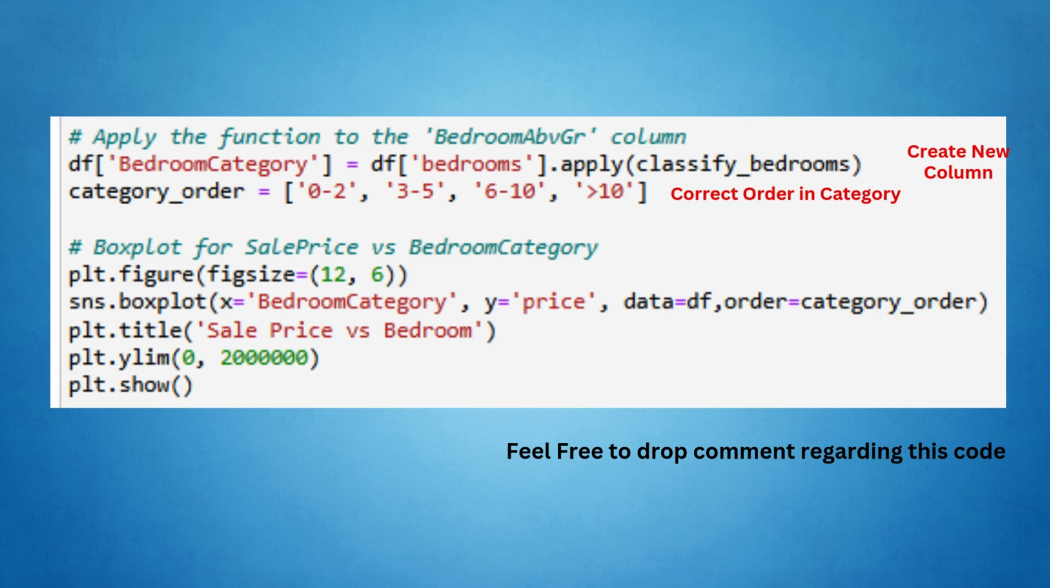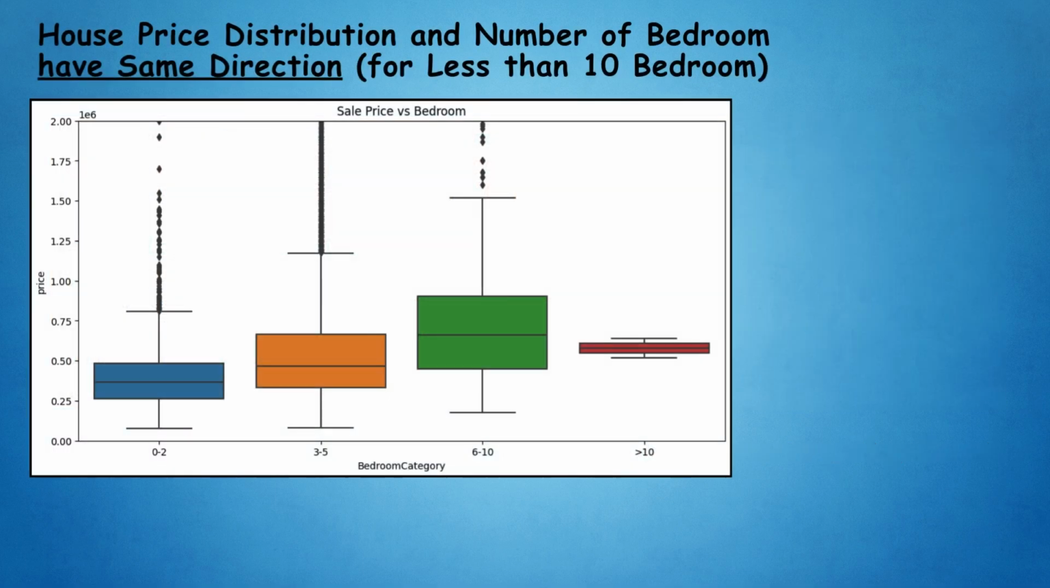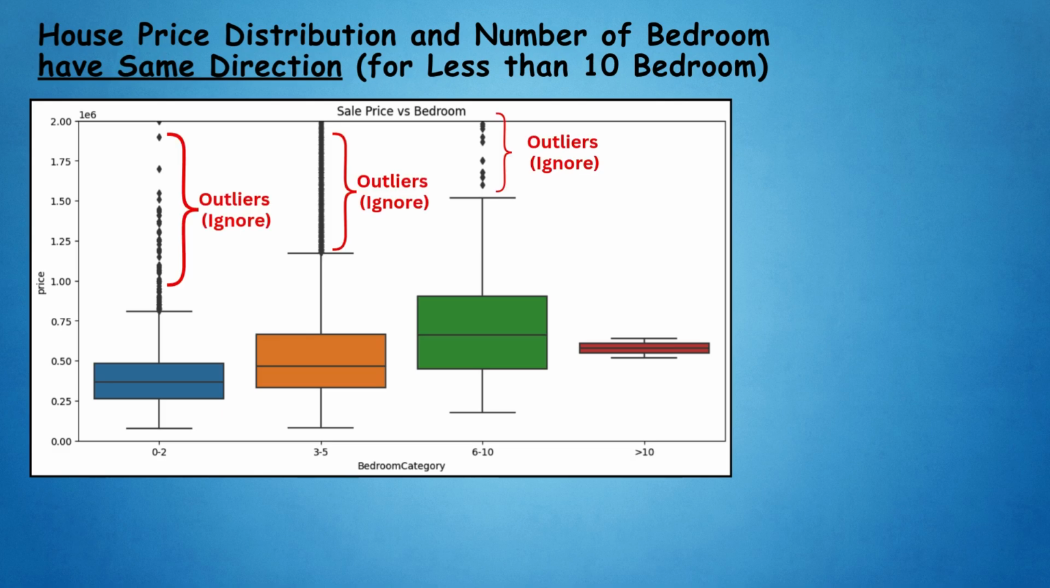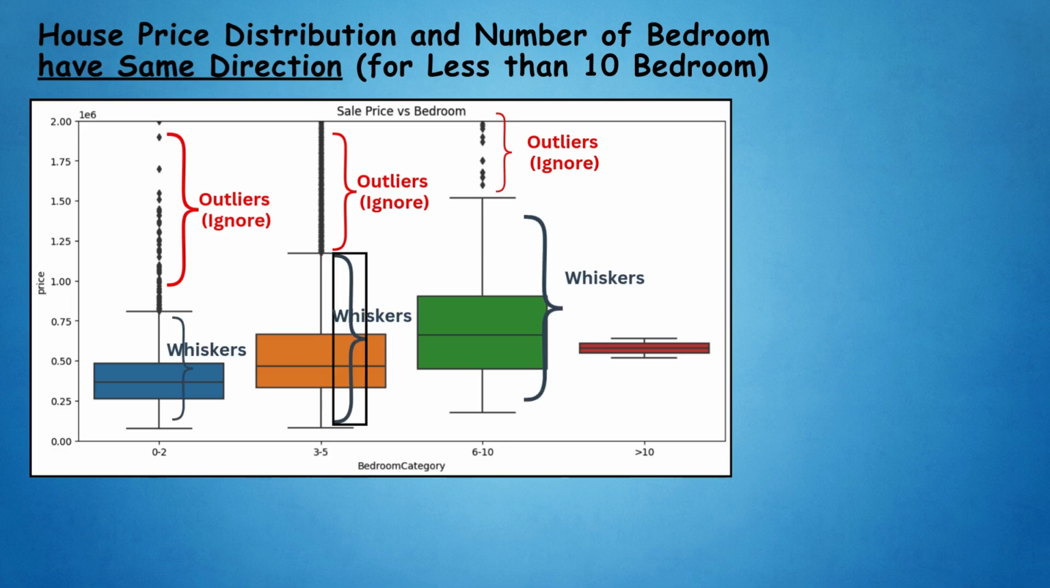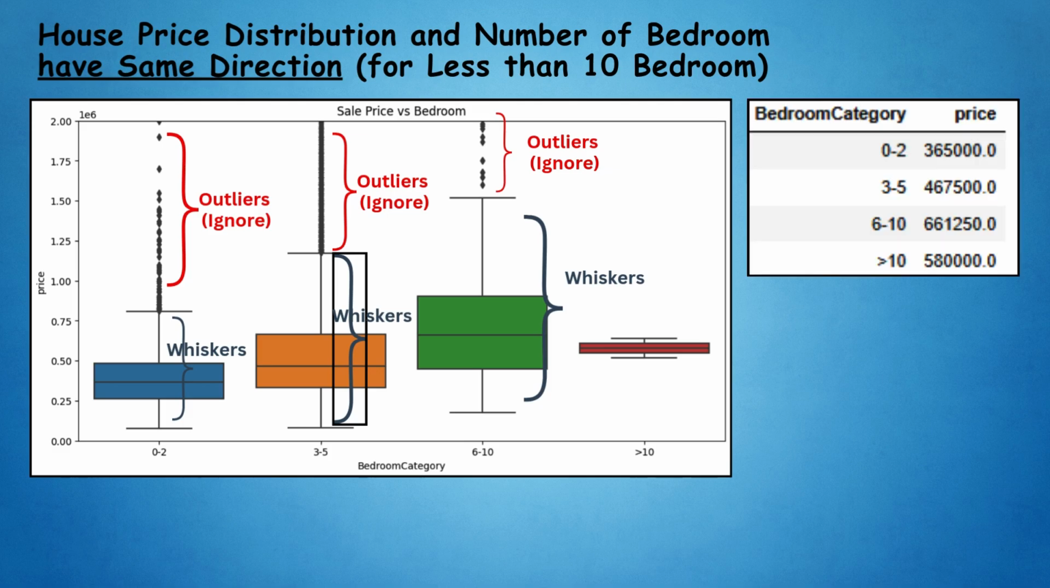Finally, we'll use a boxplot to visualize how house prices differ across these bedroom categories. The boxplot will give us a clear idea of how prices change with the number of bedrooms. The boxplot illustrates how the house price distribution shifts in the same direction as the number of bedrooms when there are less than 10 bedrooms. Outliers, shown as points outside the whiskers, can be ignored as the focus is on the values within the whiskers. The median price increases with more bedrooms, and price variation is greatest for homes with less than 10 bedrooms. However, homes with more than 10 bedrooms show less price fluctuation.